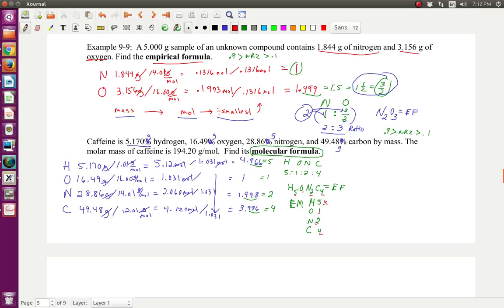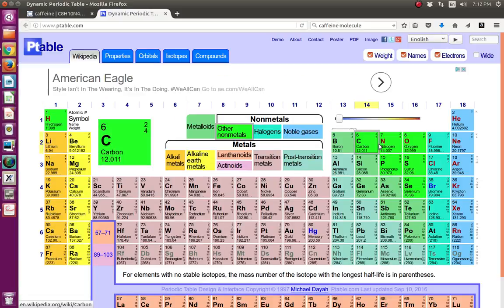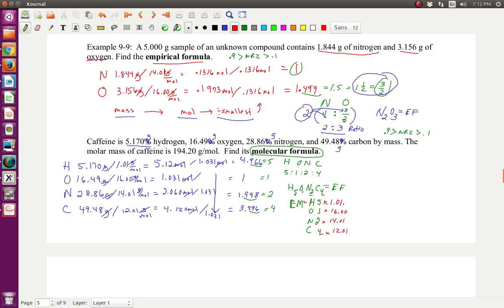Okay, multiply all of these by their molar masses because we're figuring out the mass. So hydrogen is 1.01, oxygen is 16, nitrogen is 14.01, and carbon is 12.01. Remember, all of these come from the periodic table. Carbon, nitrogen, oxygen, hydrogen, all of them. You're looking at the mass, the 1.01. Remember, we're rounding to 2 decimal places. Okay?